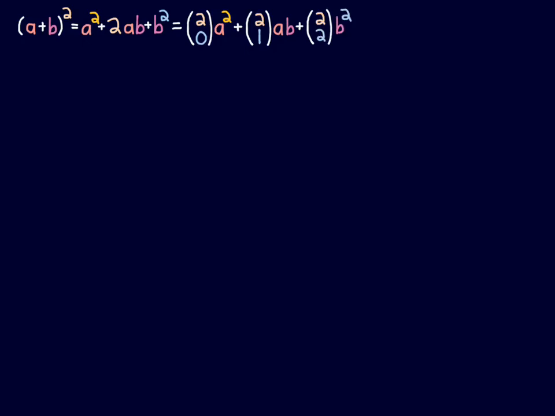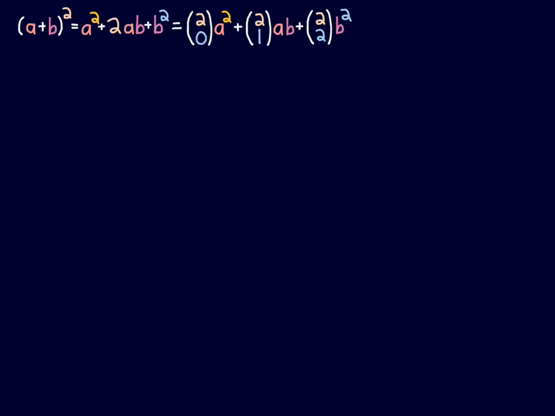2 choose 0 is 1. If you have two objects, how many ways can you choose none of them? Exactly one way. You just don't choose any of them, right? That's 2 choose 0. If you think of it in terms of factorials, 2 factorial over 0 factorial times 2 factorial. 0 factorial is 1. 2 factorial over 2 factorial is 1 because any number over itself is 1.